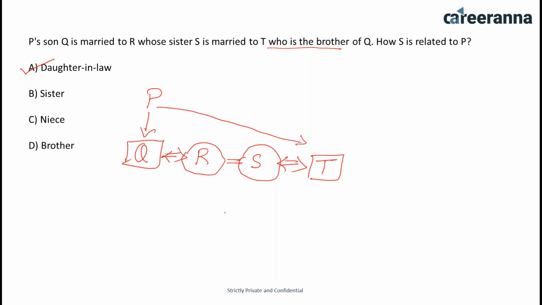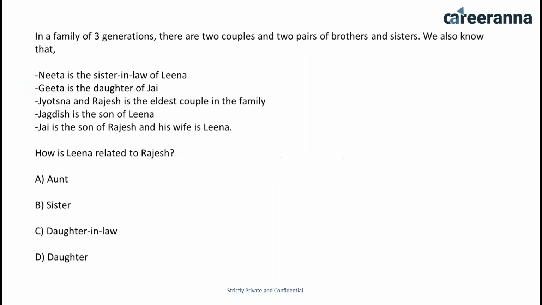And please always remember, when you are solving this question, keep in your mind that you have to use the right signs. Okay, if you use any one wrong sign, then your whole answer is going to be wrong. In this question, P's son is Q, we do not know anything about whether P is male or female, so this is a very important thing which you have to remember. Okay, so let's see our next question.